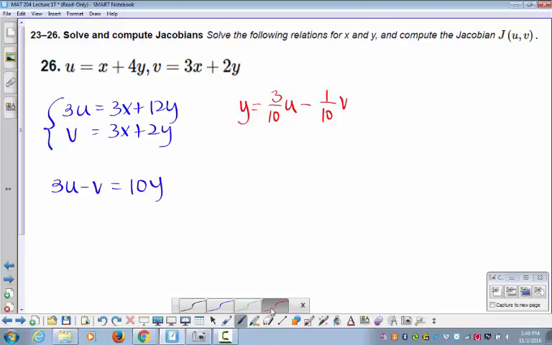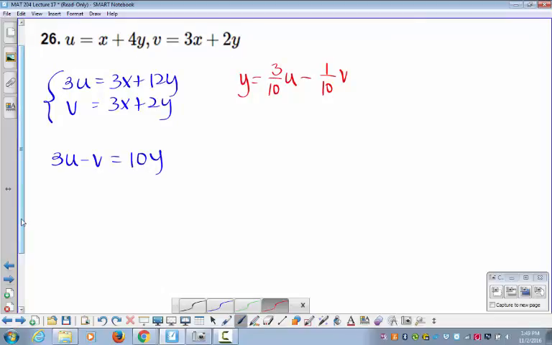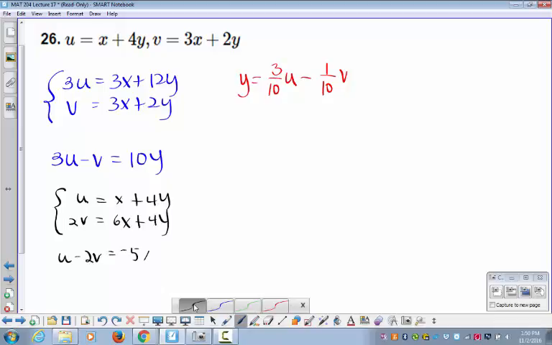So we've got y. Now we have to find x. So let's go back and rewrite the system. We'll use the exact first equation, and let's just double the second. So we have 2v equals 6x plus 4y. Again, let's take the difference. So we'll have u minus 2v equals minus 5x.